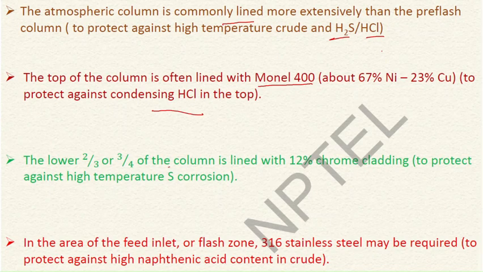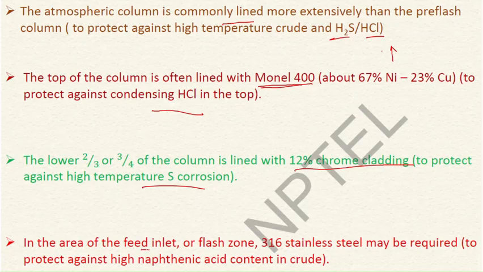And the lower two-thirds or three-fourths of the column is lined with 12% chrome cladding. Why? To prevent any sulfur corrosion. HCl is a lighter gas, so it goes into the upper part, the top of the tower. That's why Monel metal coating is done in the top of the tower. And H2S comes into the lower portion of the tower. So in the lower portion, 12% chrome cladding is done to prevent sulfur corrosion.